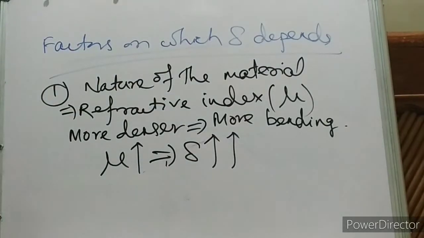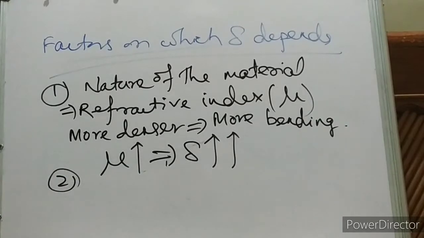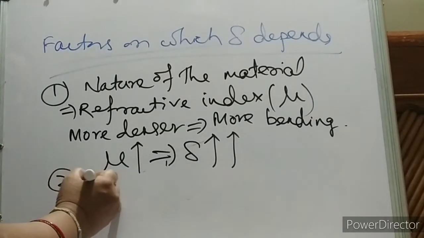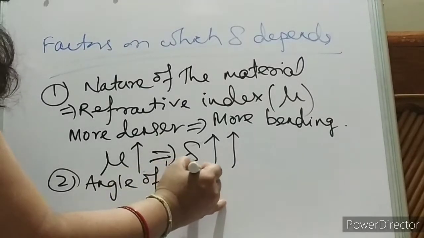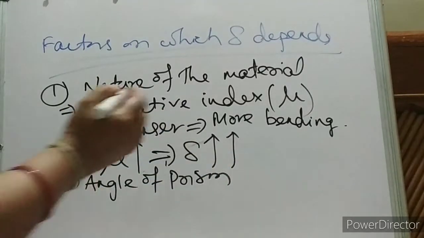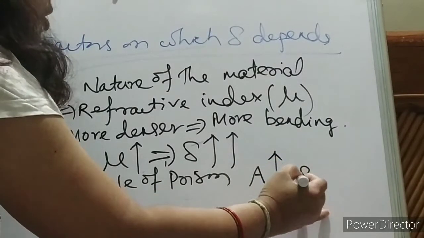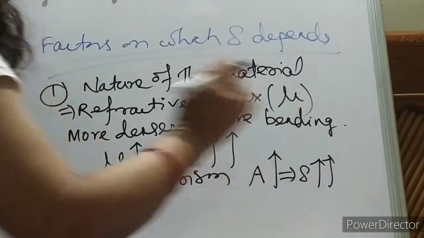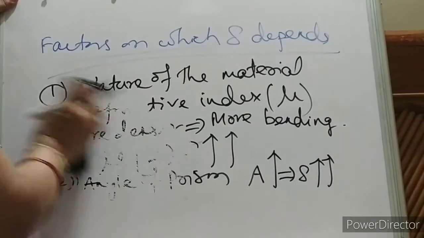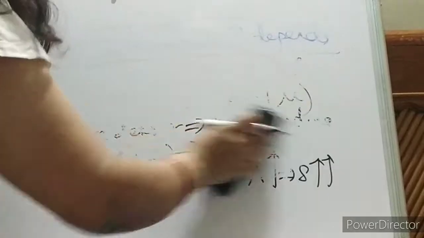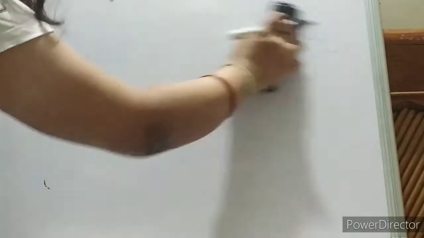Now second point. It depends on the angle of prism. When the angle of prism increases, your deviation also increases. Clear? Now let us see on which other factors this deviation depends.